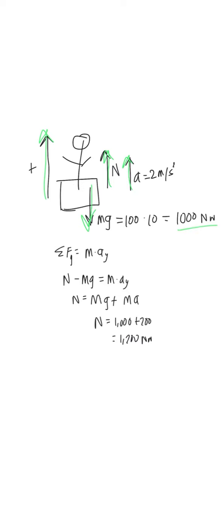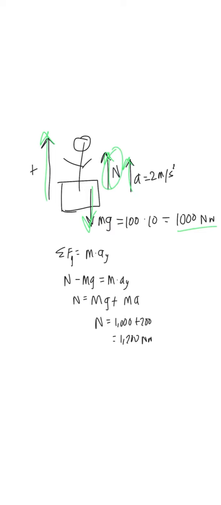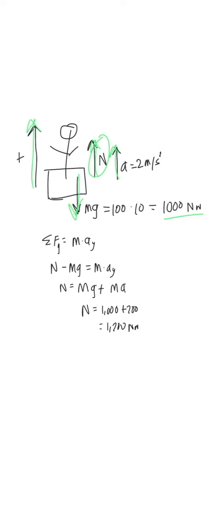So now let's try to find what the normal force is. So in order for this person to be stable or in equilibrium, the normal force has to be 1,200 newtons. Now let's see how we got there.